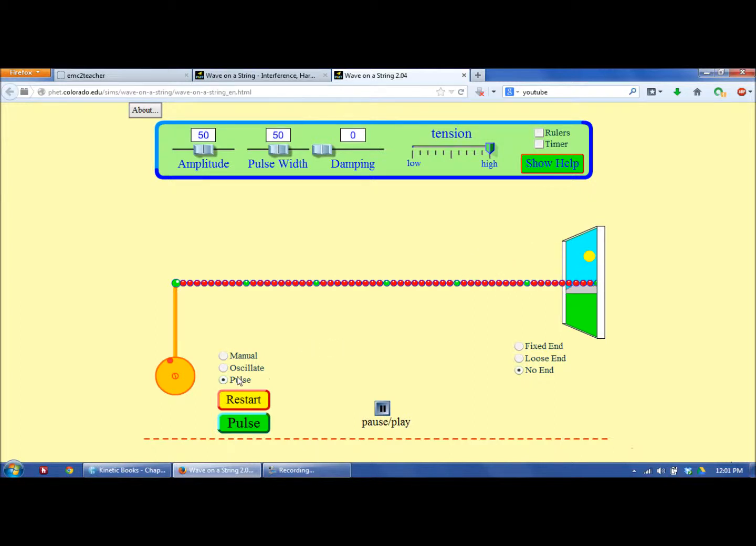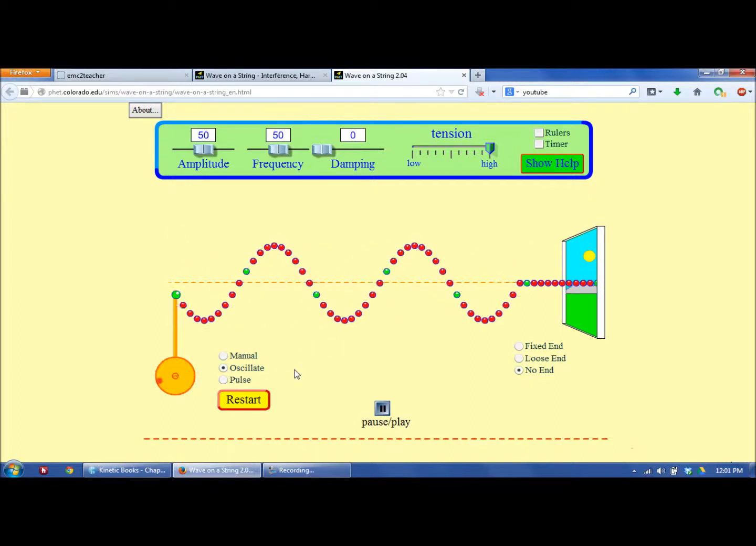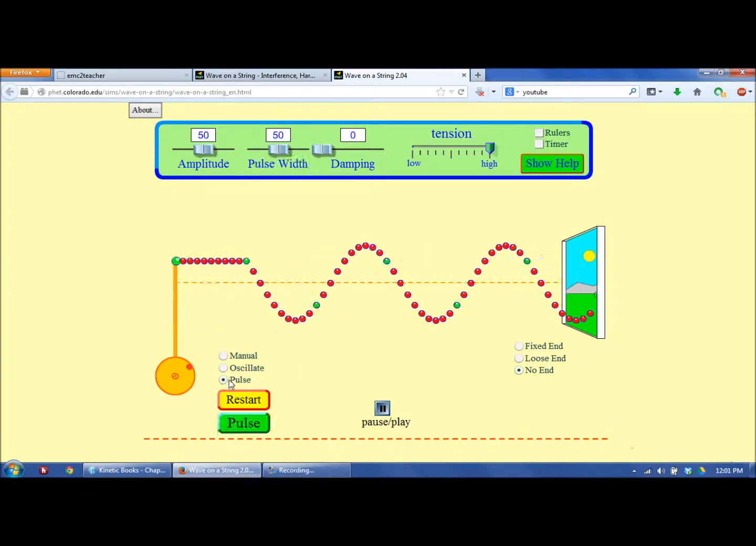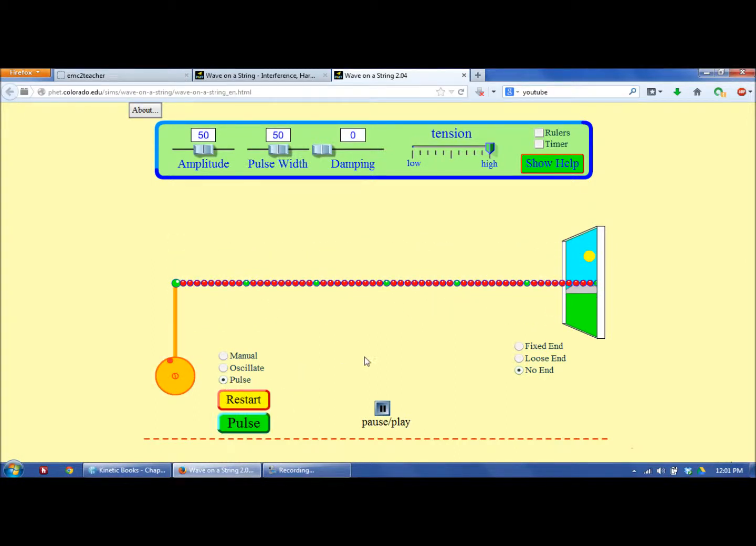We could also change it from a pulse to being a wave by changing this to oscillate, and you can see that wave also goes on forever. It just goes out the window.